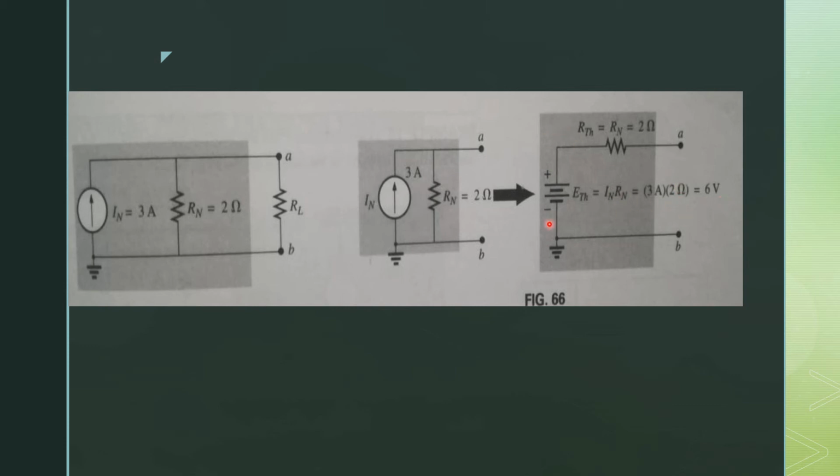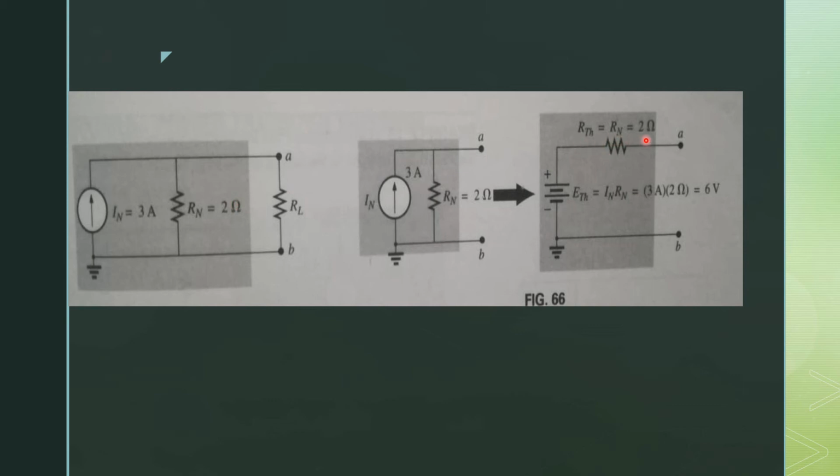Now this is the equivalent Thevenin circuit. So you have converted the Norton equivalent circuit into the Thevenin equivalent circuit using simple Ohm's law. Now when we have to convert that Thevenin circuit to the Norton equivalent, we will convert it like that.